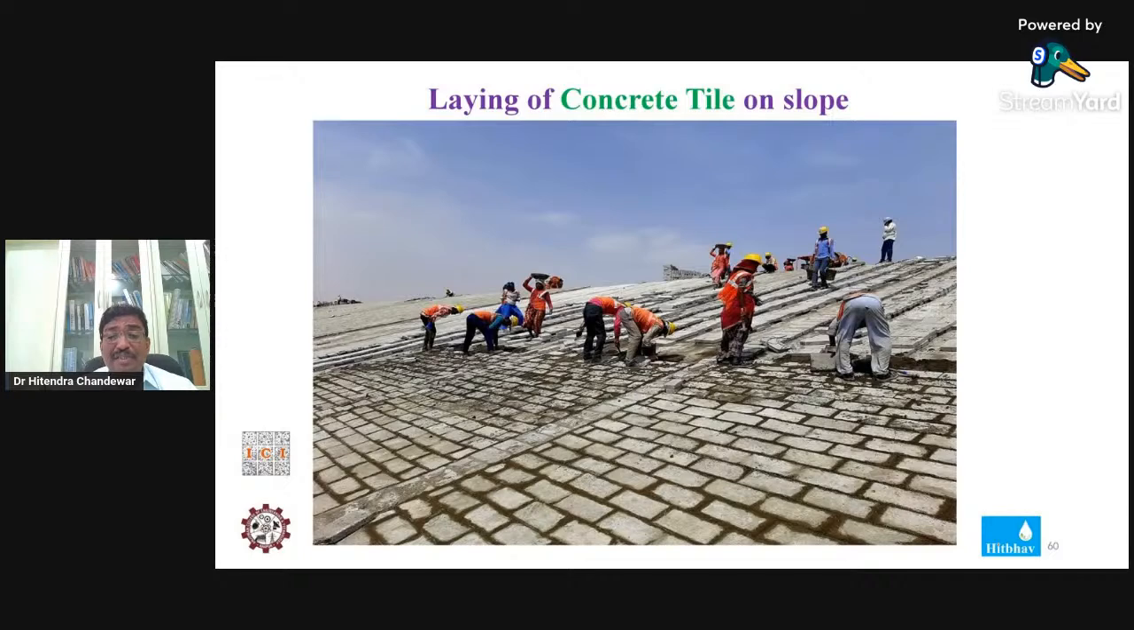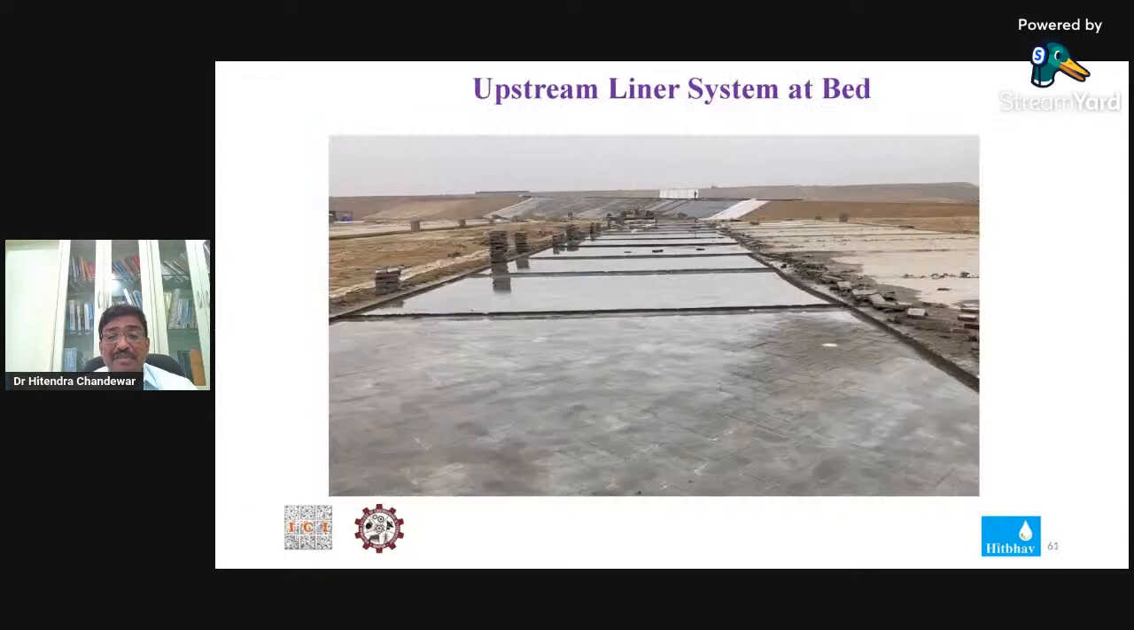This is how the work gets executed there. You will find the curing pond also. The bed is about 1200 meter by 600 meter, so it's a huge area. The liner always goes with panels of some 16 meter, 20 meter or 30 meter. They have a good curing system there also.